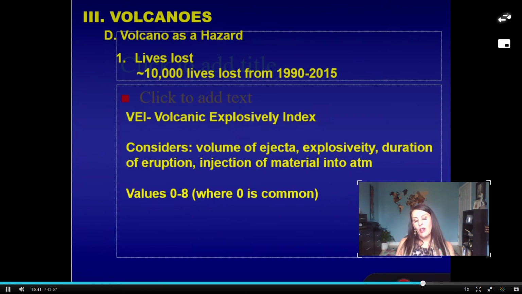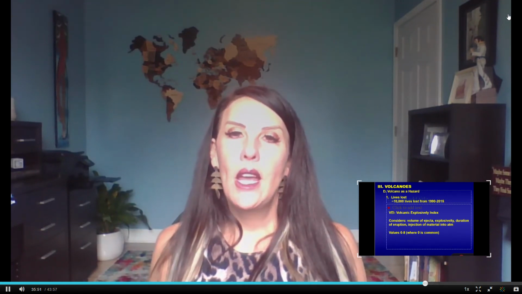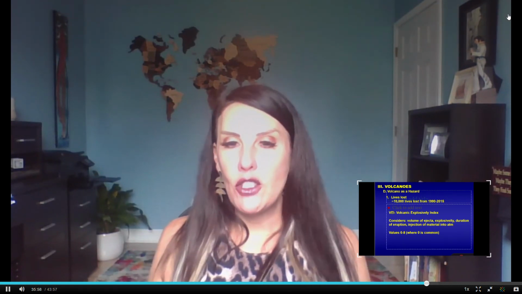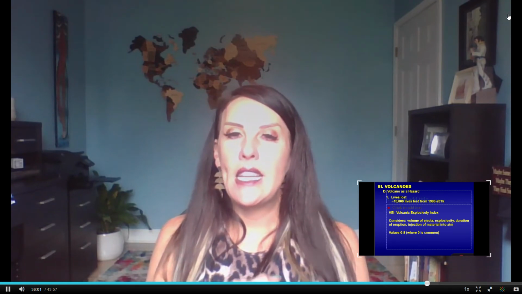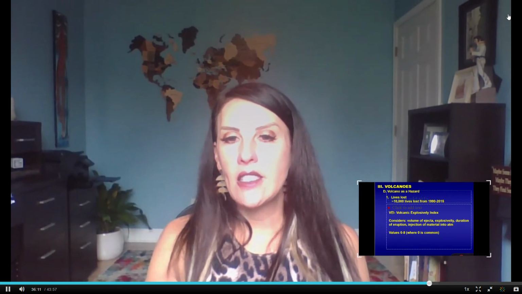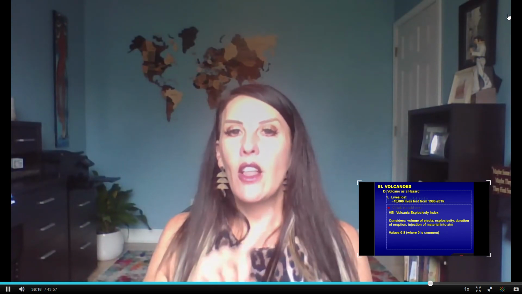The last thing that we're going to talk about is similar to recurrence intervals and similar to magnitude when we talked about earthquakes. The question is, how do we make some comparison between volcanic events and volcanic energy? And so volcanologists use an index that's called the Volcanic Explosivity Index. And this considers a lot of different things, including the volume of what is leaving the volcano, the explosivity, the length of the eruption, and the amount of material that is injected into the atmosphere. So we're thinking in terms of how tall the ash cloud is going up into the atmosphere.